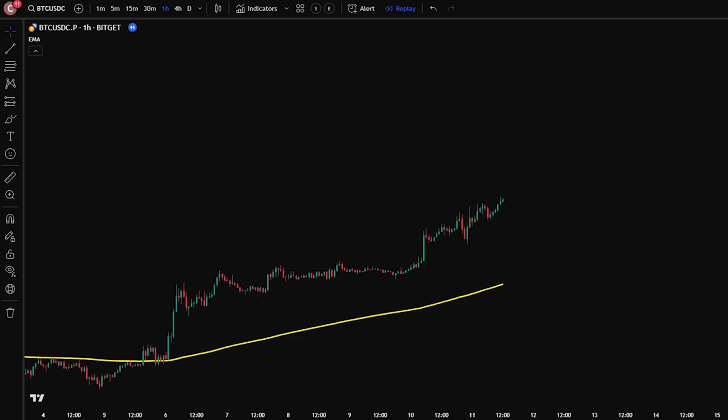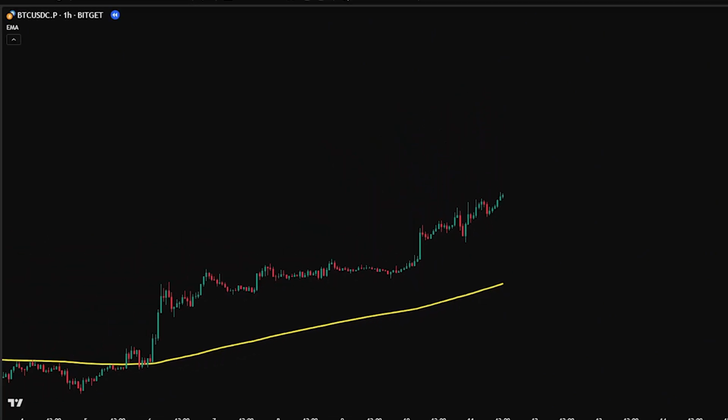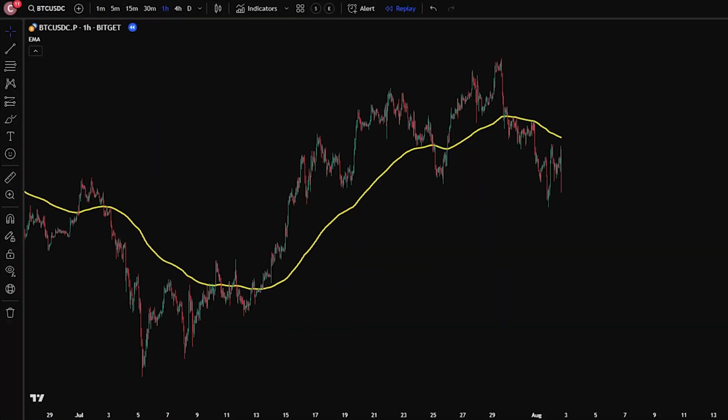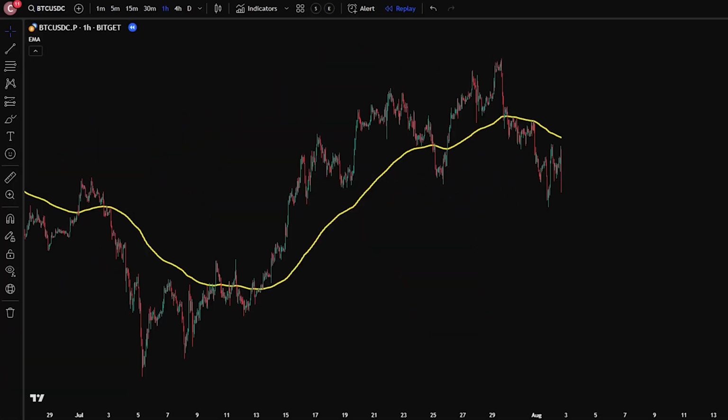Here's another example. The chart is above the 200 EMA, which suggests that we are likely in an upward trend. This indicates that we should look for long opportunities as we expect the price to continue rising in the same direction. Here's another example. If the chart is positioned below the 200 EMA, it indicates that we are probably in a downtrend. In this case, we would focus on looking for short setups as we expect the price to keep moving lower.